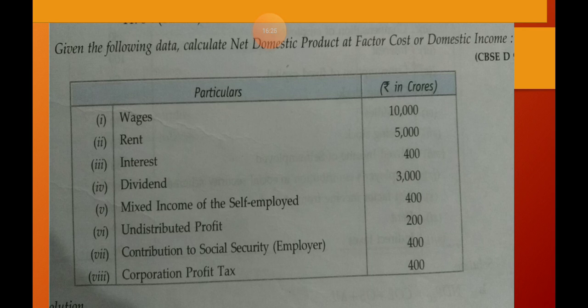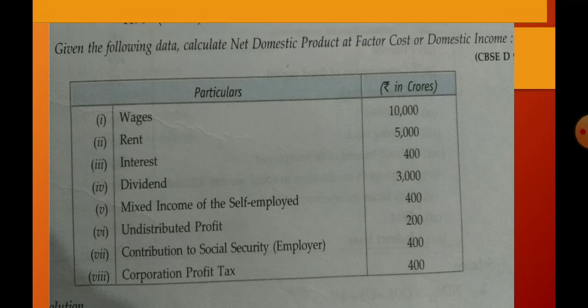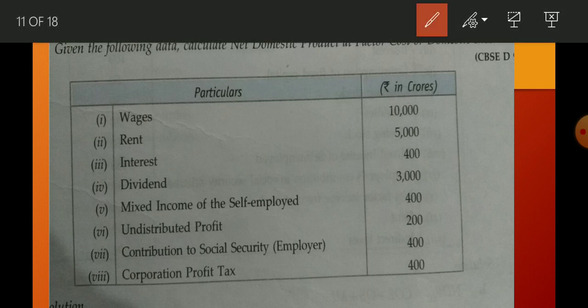In this question we have to calculate NDP at factor cost, net domestic product at factor cost. NDP at FC means domestic income. It is a very easy question. Whenever we use the income method, we get NDP at FC. How? When we add COE plus OS plus MI.